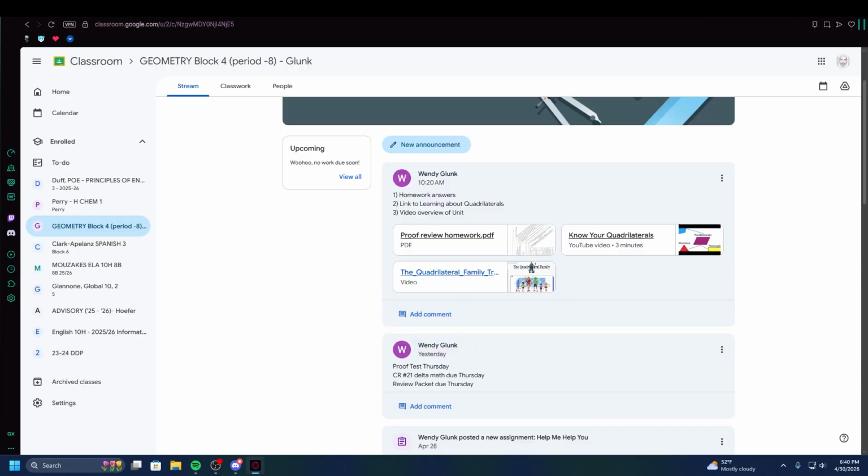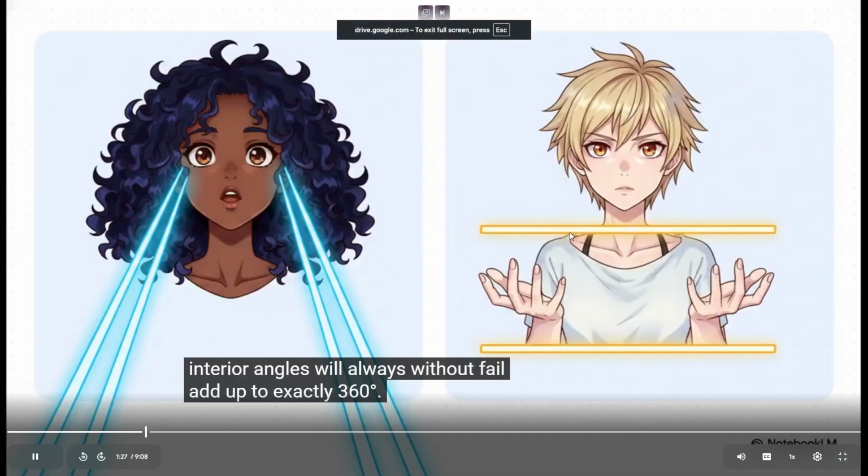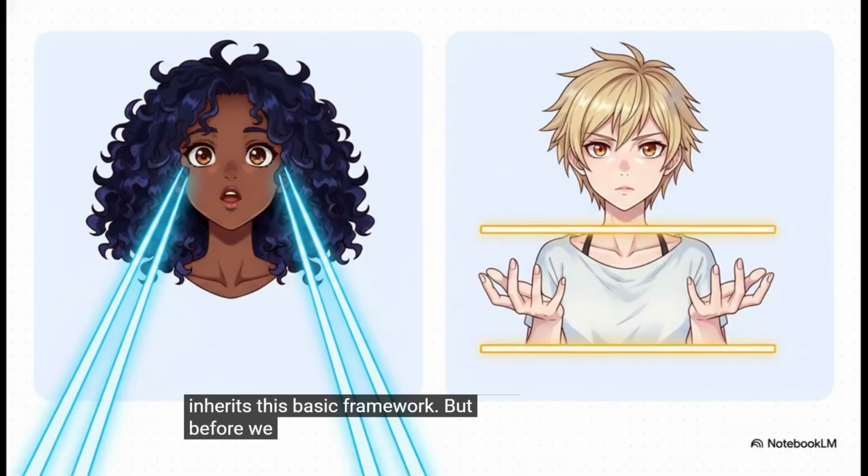Hold on, it's on our Google Glass right now. Yeah, it's right here. It's the quadrilateral family tree. Does the girl on the left represent parallel lines, I guess? No, that's what the guy on the right represents. I don't know. Epstein laser eyes.